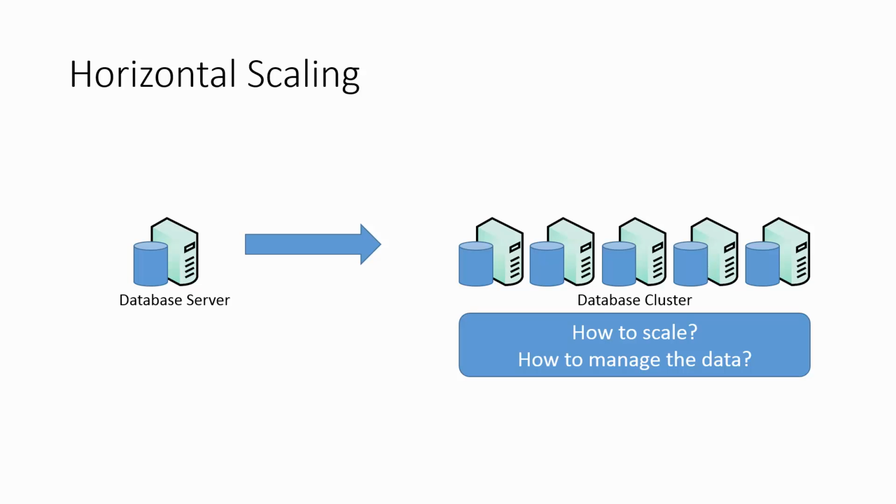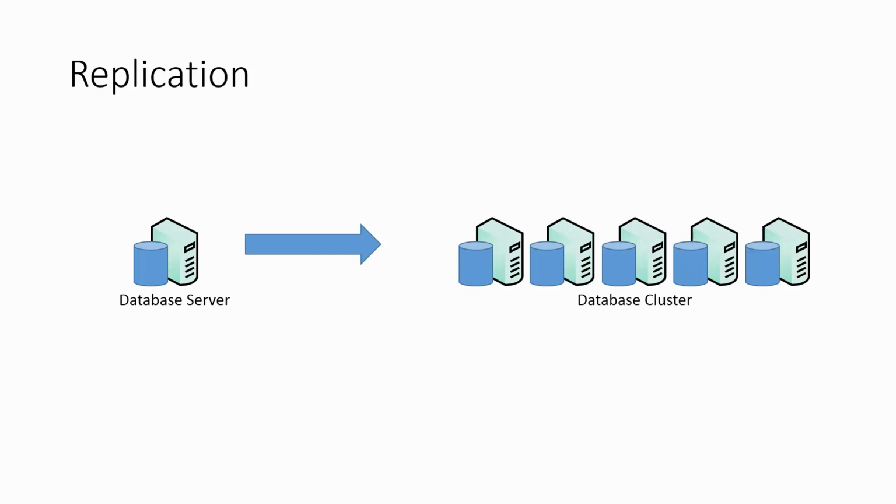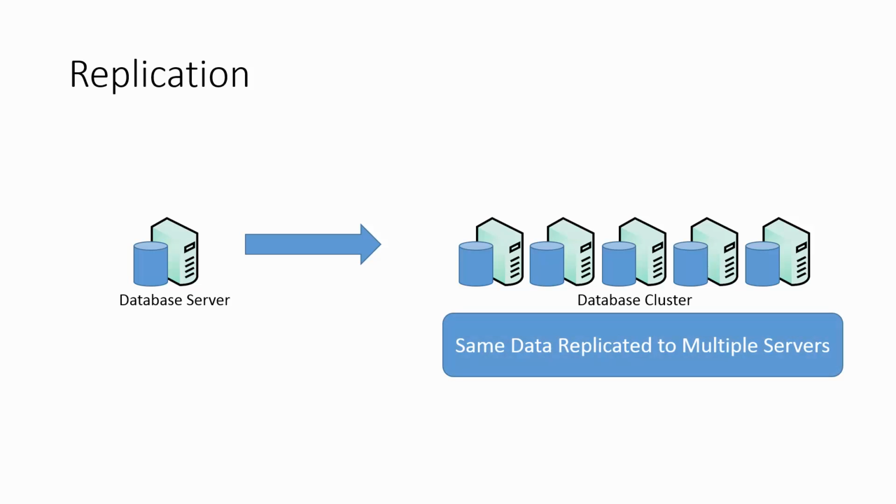So there are 2 basic ways in which you can do horizontal scaling. The first idea is replication. Now, replication is quite simple, and the technique is right there in the title. A database server is simply replicated to multiple database servers in a database cluster. So the same data that is there on one database server is replicated to multiple servers.